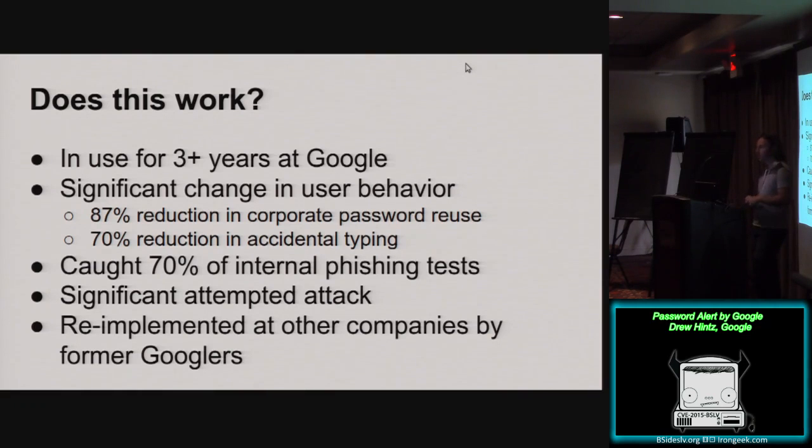It stopped a significant attempted attack at Google, with Password Alert and with other detection and monitoring systems. Also, some great analysts were able to stop an attack when it was still an attempted attack before it became an incident. So that was a big win that made everyone's lives easier. We've also had people that have left Google and implemented it at other companies for their own corporate infrastructure, which is one thing that helped us push the idea of releasing it for free and open sourcing it, letting everyone use it.